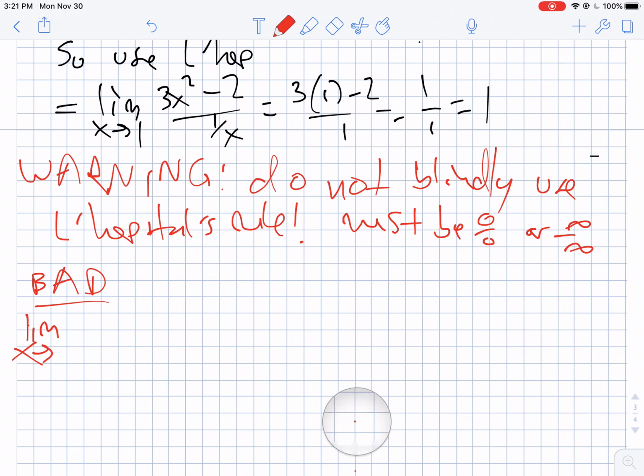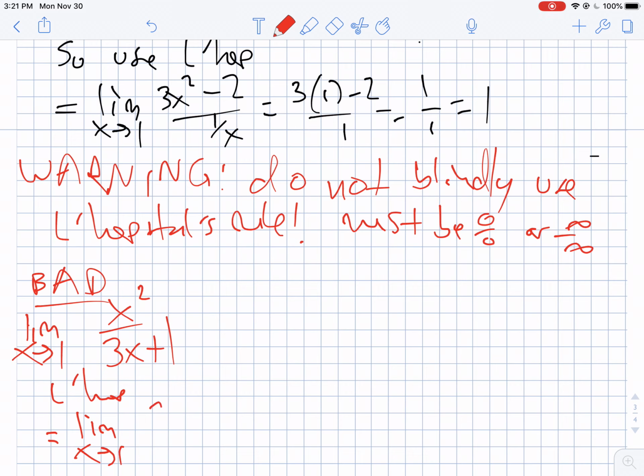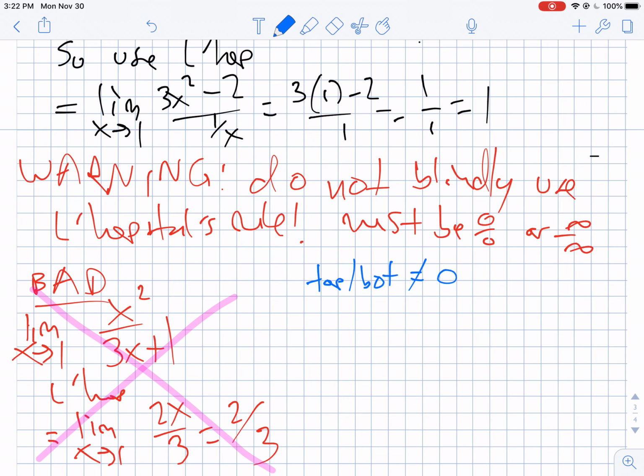Let's say you're trying to find the limit as x goes to 1 of x squared over 3x plus 1. Now let's say again you're just a massive chump. So you're just like, oh, I'm just going to go ahead and use L'Hopital's. So I'm going to take this limit and I'm going to get 2x over 3, so I get 2/3. Well, that's great, except this answer is blindly wrong. Because the top and the bottom are not 0. L'Hopital's rule only works if they're equal to 0.